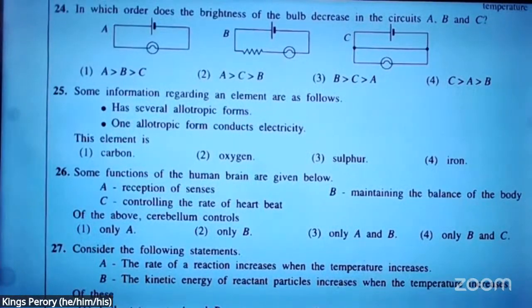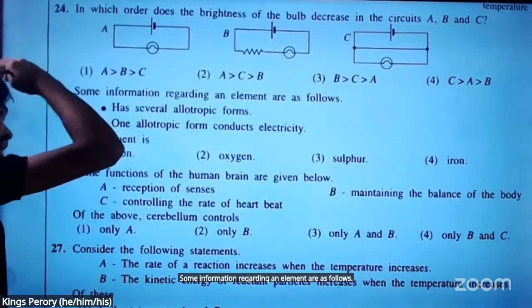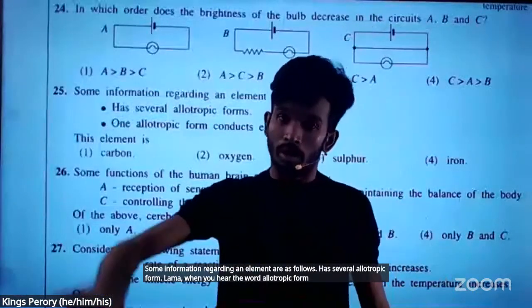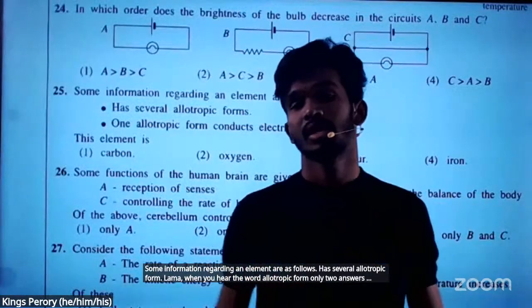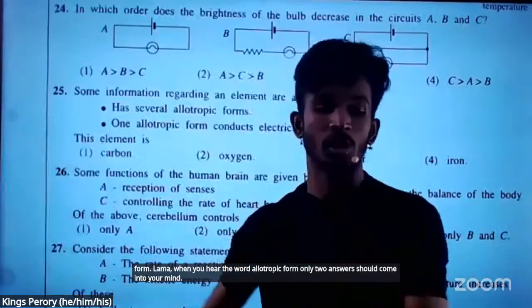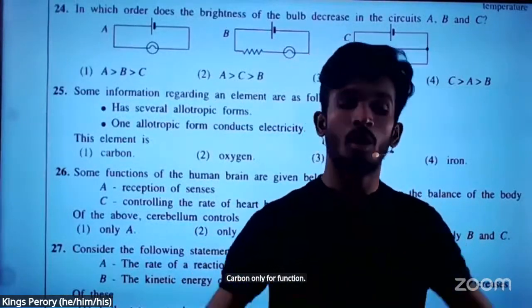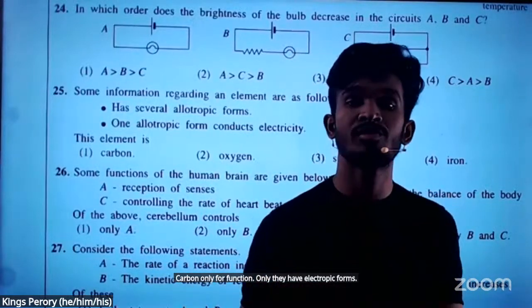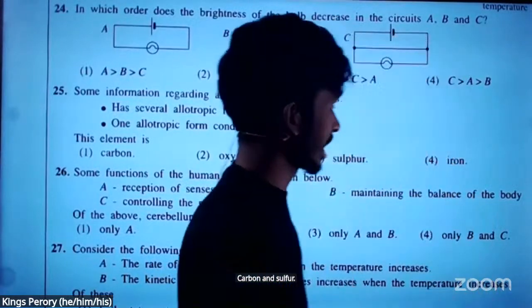Some information regarding an element is as follows. It has several allotropic forms. When you hear the word allotropic form, only two answers should come into your mind: carbon first, and second, sulfur. Only they have allotropic forms. Carbon and sulfur.